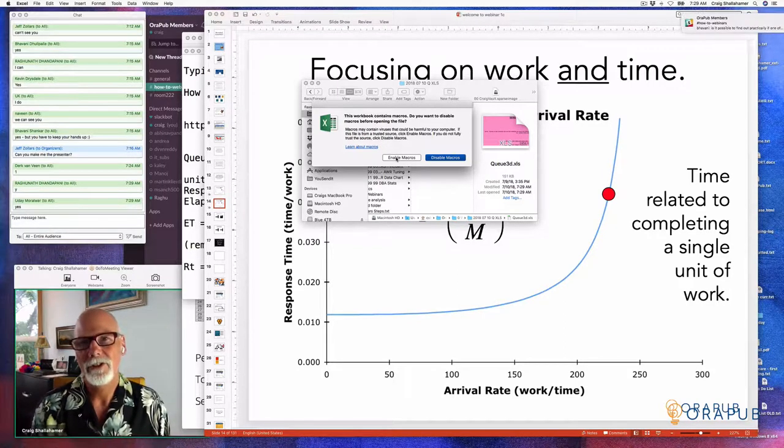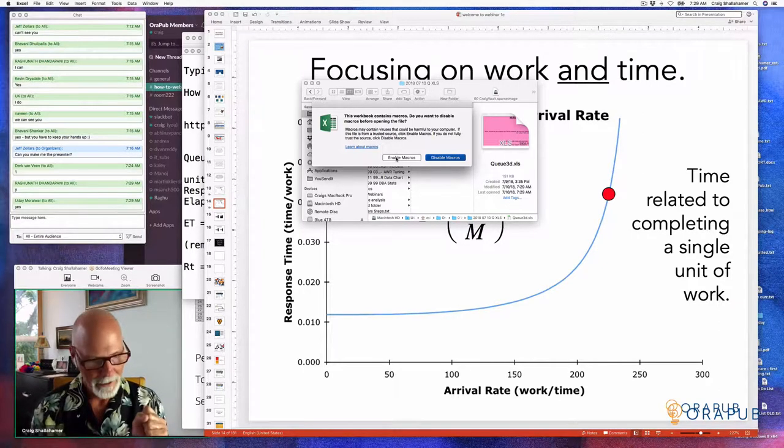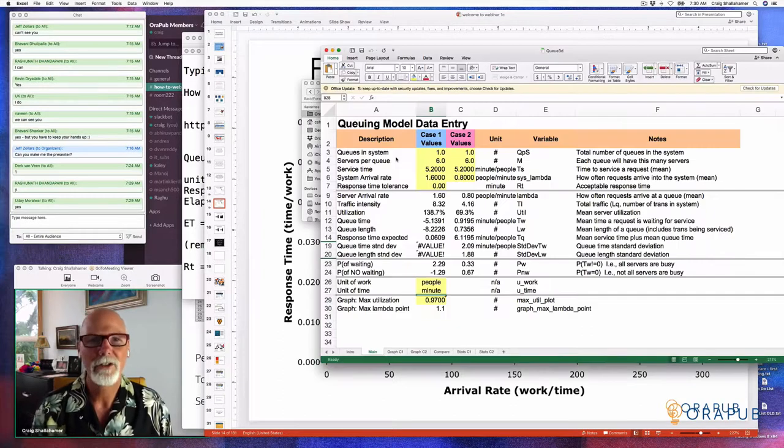In order to use this, you have to enable the macros because the queuing theory math is built within Visual Basic functions, which are embedded within Excel macros. That's just the way it is, right? That's because I'm using serious queuing theory math, and not just real simple equations, okay? There you go. Okay, so you got it.